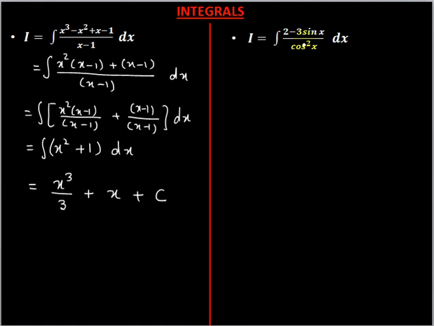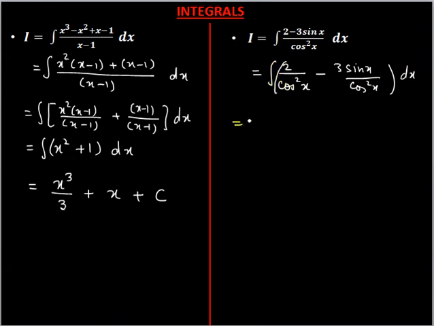Now look at the next one. Even if we look at this, we will think that maybe it is difficult to integrate. But have a quick look, you will see that this expression can be simplified. We can write it like this, 2 over cos square x. And the later part can be written as 3 sin x over cos square x. And this entire term can be integrated with respect to x.